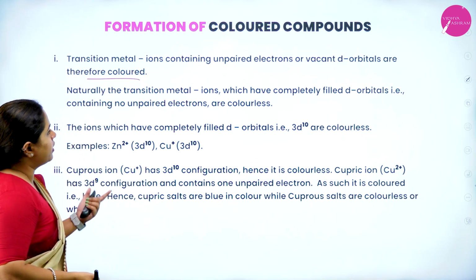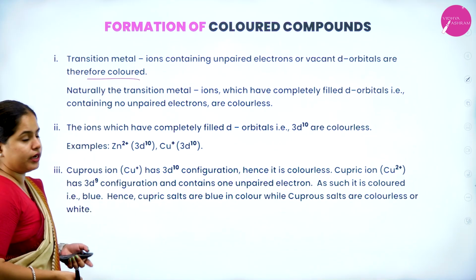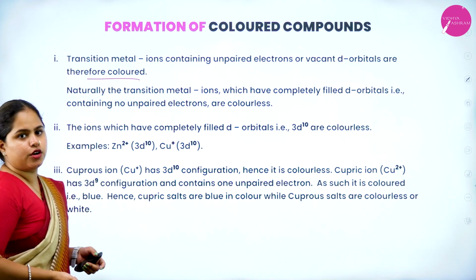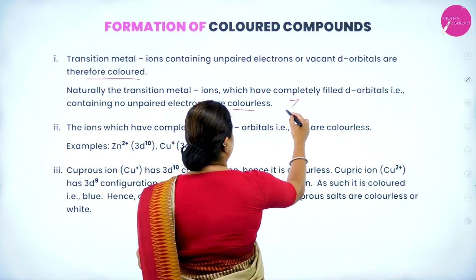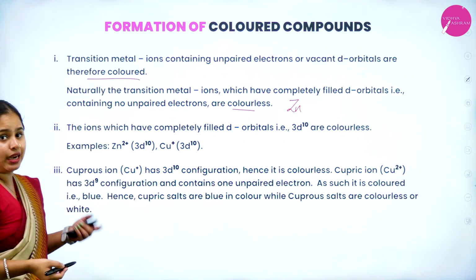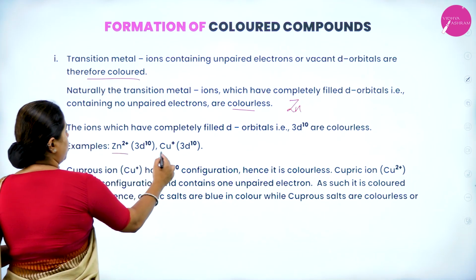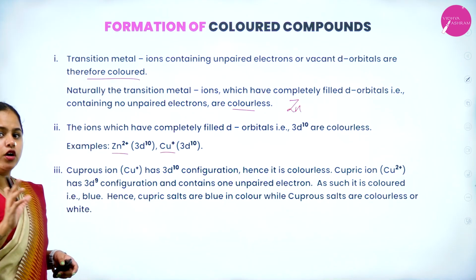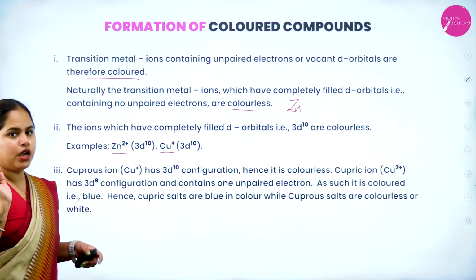Right, naturally the transition metal ions which have completely filled d orbitals, that is no unpaired electrons, are colorless. You can take the example of zinc also, they are colorless. The ions which have completely filled d orbitals, that is 3d10, are colorless. Zinc 2 plus, copper plus, all of them are colorless because they have a 3d10 configuration. I hope it is clear.